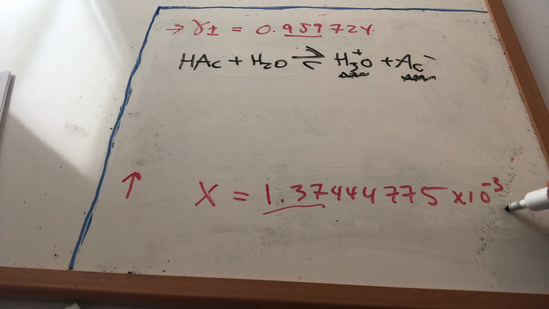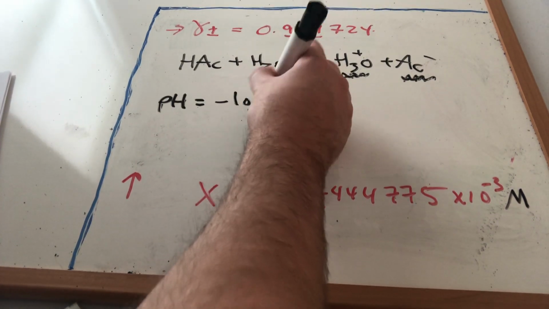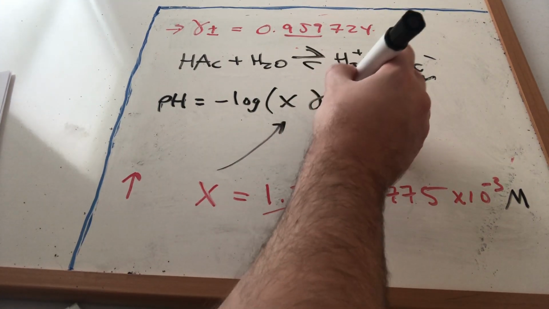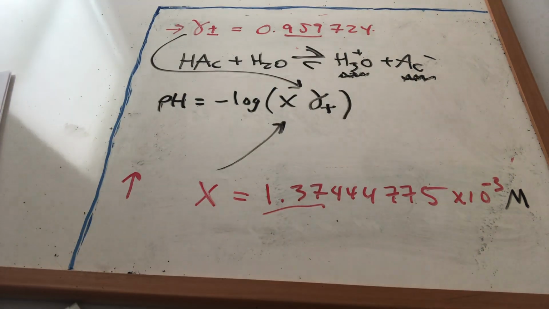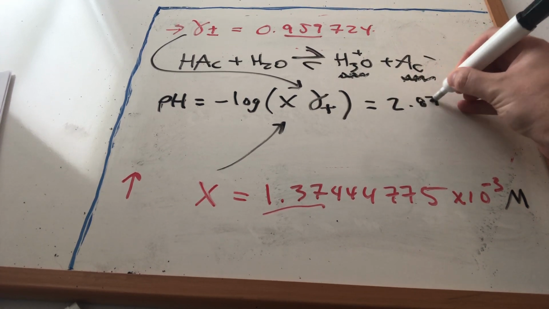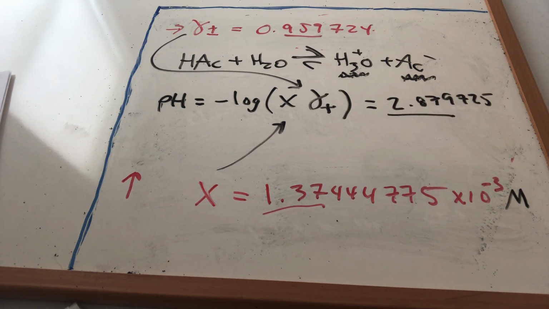So this is a molarity. This is our concentration of H3O plus. This is our concentration of H plus. It means the same thing. Our pH we can now calculate. It looks like the negative log of activity, which is our X times our gamma plus, because remember, gamma plus was referring to the gamma for H3O plus. Now, when I calculate the pH, it actually doesn't look like it changes all that much. I get 2.879725, which doesn't change much at all relative to our old value.